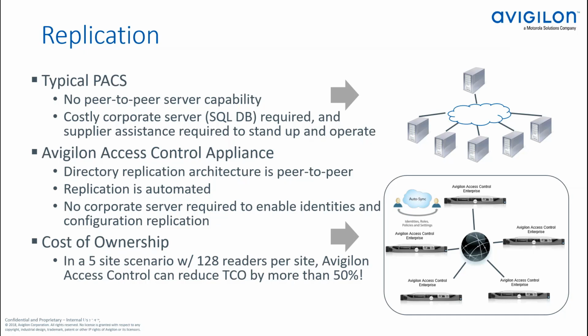ACM works differently. Every server in the replication group will replicate to each other. So it's peer-to-peer, and the replication is automated. It's completely automatic behind the scenes. No corporate servers or any other application is required. The functionality is within ACM, which drastically reduces the cost of deploying a replication at a customer site.